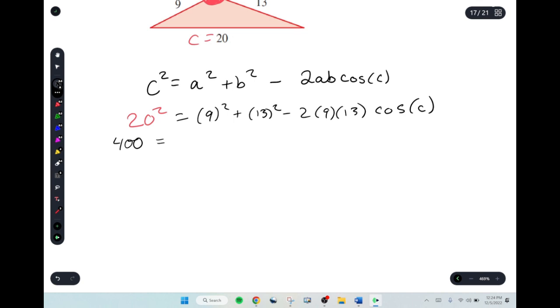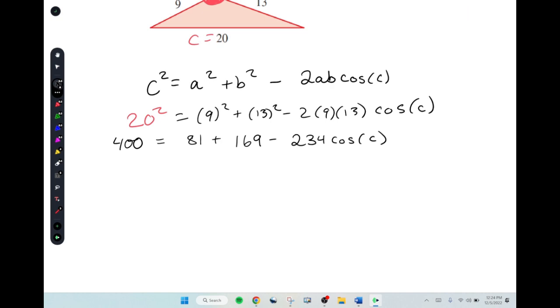400, 81, 169 or 196? Facts? 18 times 13? Heck if I know. Oh, thank you. Times the cosine of something that we don't know. So 400 minus all that stuff you did already. 400 minus all that stuff. 400 minus 81 minus 169.